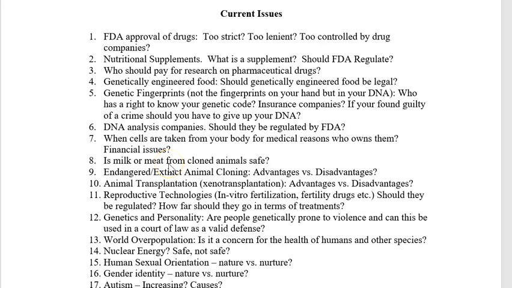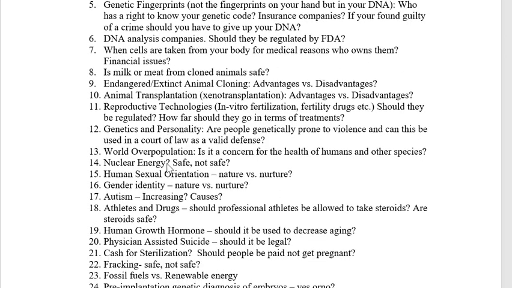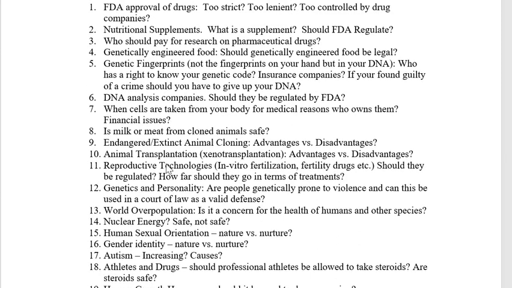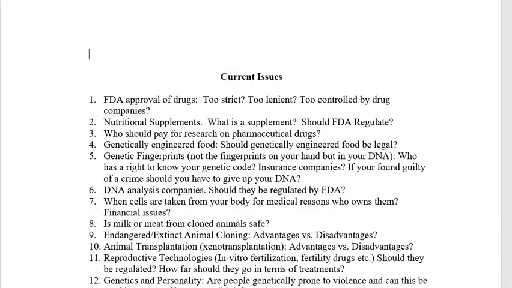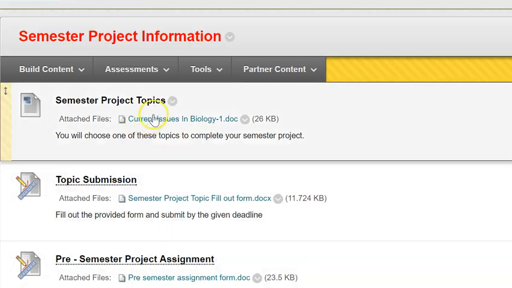So here are the issues that you can do your semester project on, your semester ethical critical thinking paper on, or question answering. So look at these. If there's anything else that you're interested in and that you think you'd want to do, let me know. If it works, I will let you do it, but you just have to get a hold of me and let me know what you're thinking. Okay, so that's your choices.